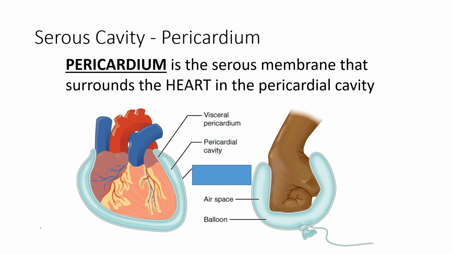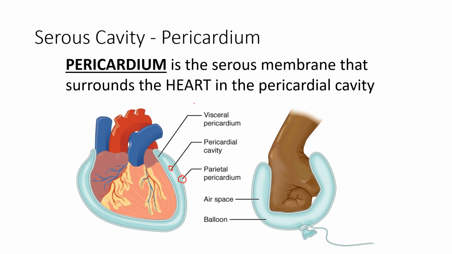Now, that next little arrow there is pointing to the space between the two layers. That is called the pericardial cavity. Pericardial cavity. It's the fluid-filled cavity between the two layers. And the outermost layer, that serous membrane on the outermost side, again connecting to the inside wall of the body there, is the parietal pericardium. Parietal because it's the outside layer, pericardium because it is surrounding the heart.